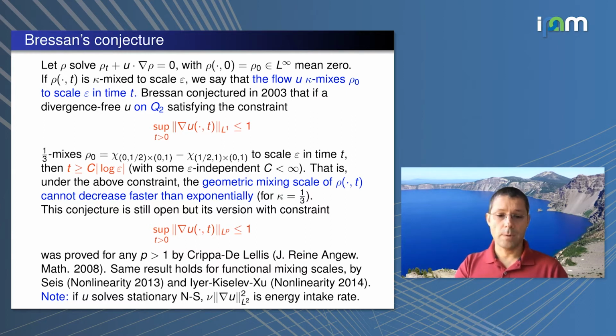And maybe just a note on why one would want constraints like this. Well, for example, if u solves the stationary forced Navier-Stokes, then this L2 norm is precisely the energy you have to pump in to keep it going. So this is a reasonable constraint from that point of view as well.